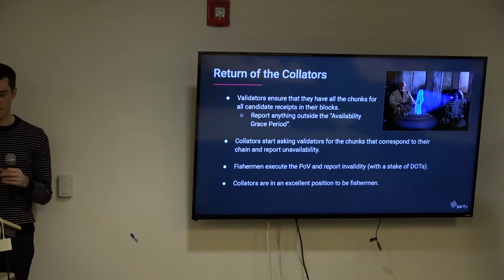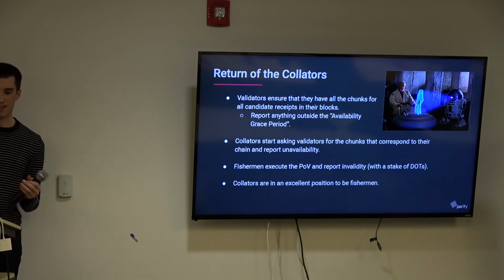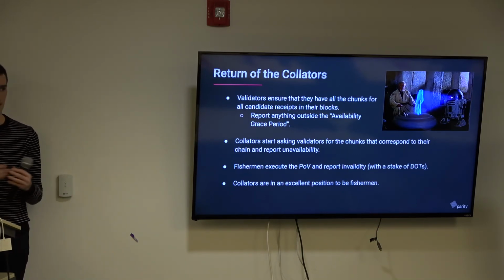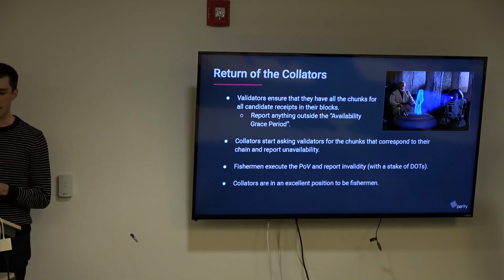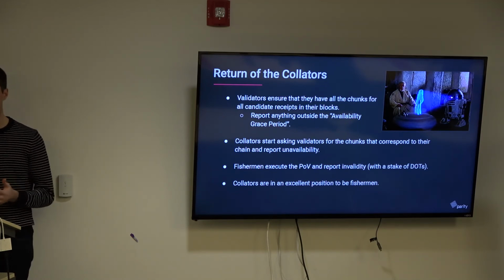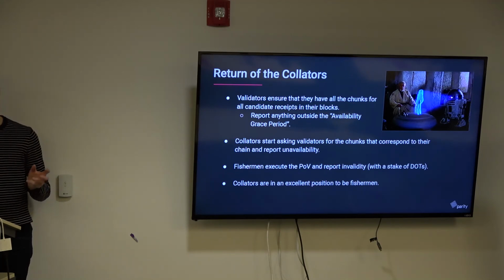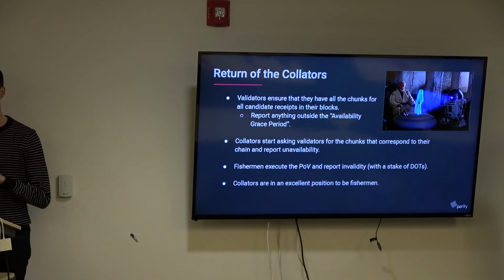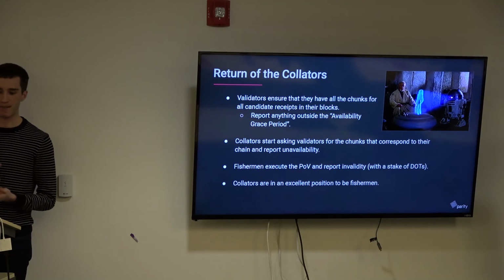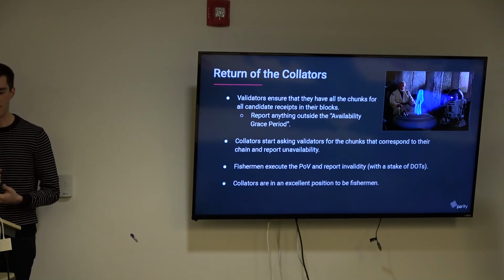So if you're a collator, you want to make sure that you can get your block back and be able to reconstruct this and re-execute it before it gets finalized. So once this is in an unfinalized section of the chain, collators are going to start asking for their chunks back. And if they can't get them back, they're going to report this block as unavailable.